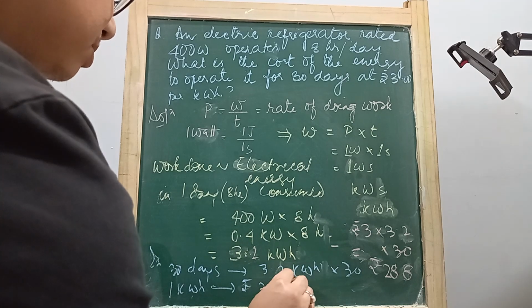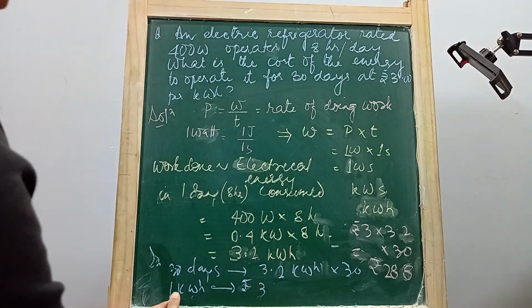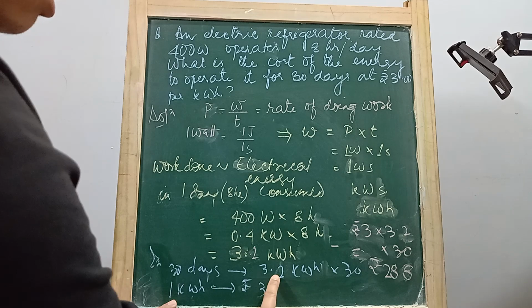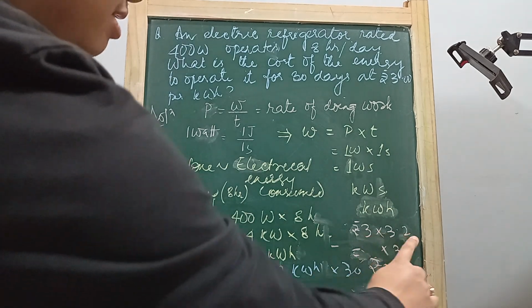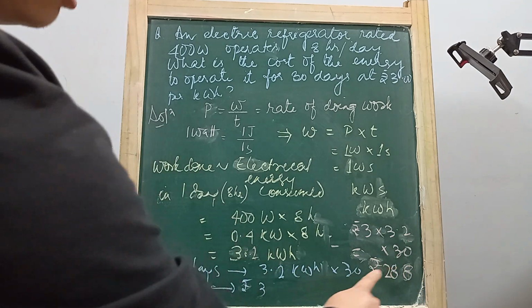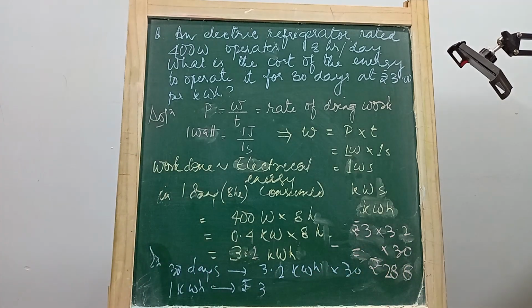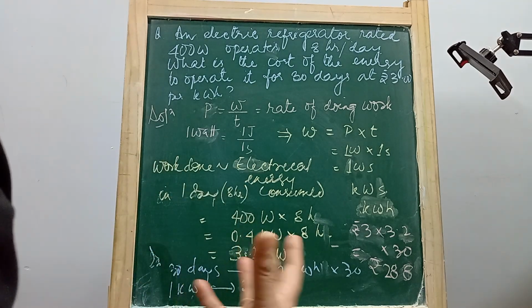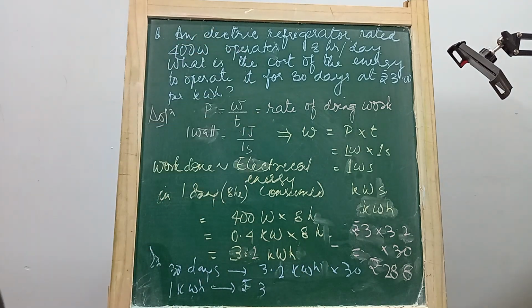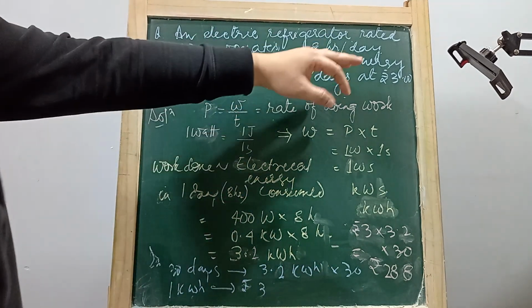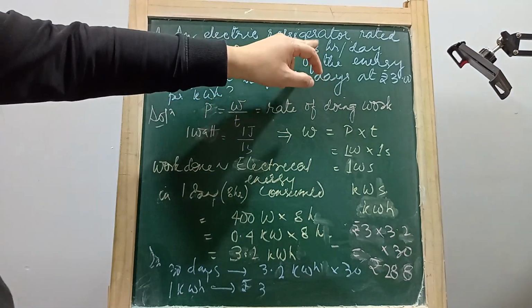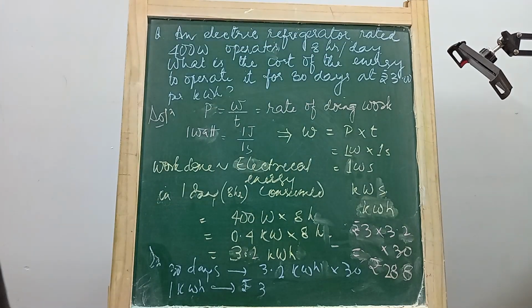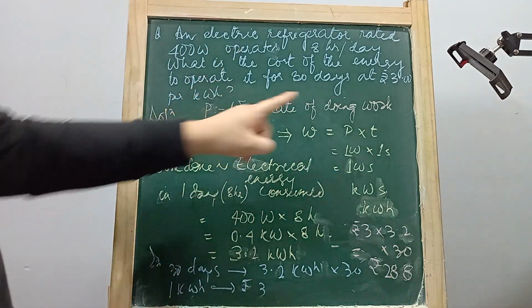3.2. 1 kilowatt hour costs rupees 3, so this many kilowatt hours will cost 3 multiplied by this many kilowatt hours. That is equal to rupees 288. It will cost rupees 288 for working 30 days, utilizing the appliance at the rate of 8 hours per day, when the cost of 1 kilowatt hour of energy is rupees 3.